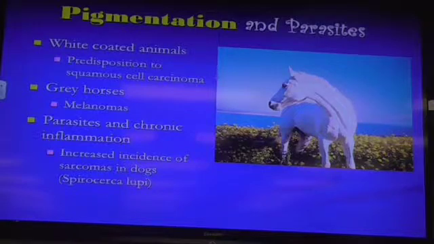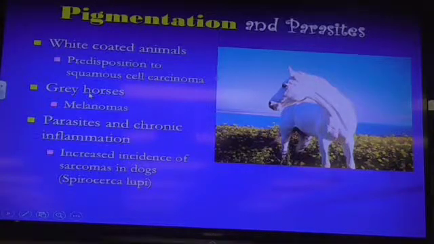Any animal that lacks pigment is predisposed to develop neoplasia, particularly associated with the sun, and squamous cell carcinoma is what animals most likely get. Unlike humans, which more commonly get melanomas, animals more commonly get squamous cell carcinomas associated with excessive sun exposure. And you actually can put sunscreen on your white-coated animals to help minimize sun damage.